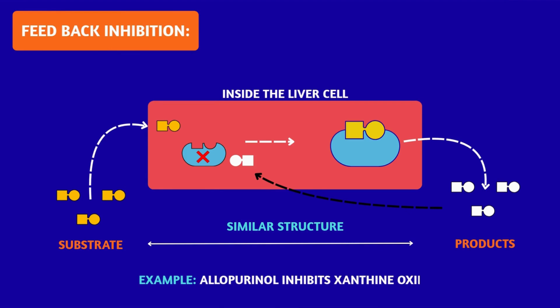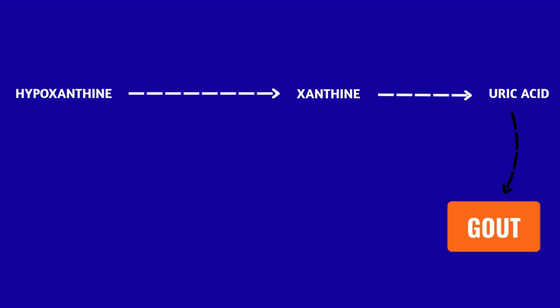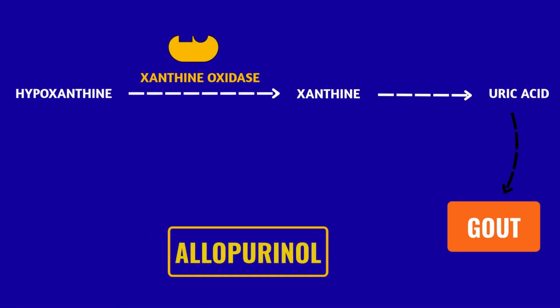Example, allopurinol inhibits xanthine oxidase. Generally, hypoxanthine converts to xanthine, and later this xanthine converts to uric acid. A high amount of uric acid in our body causes gout. This is the process that generally happens inside our body. Here, hypoxanthine converts to xanthine by the enzyme xanthine oxidase. We know allopurinol is the drug to treat gout, right?